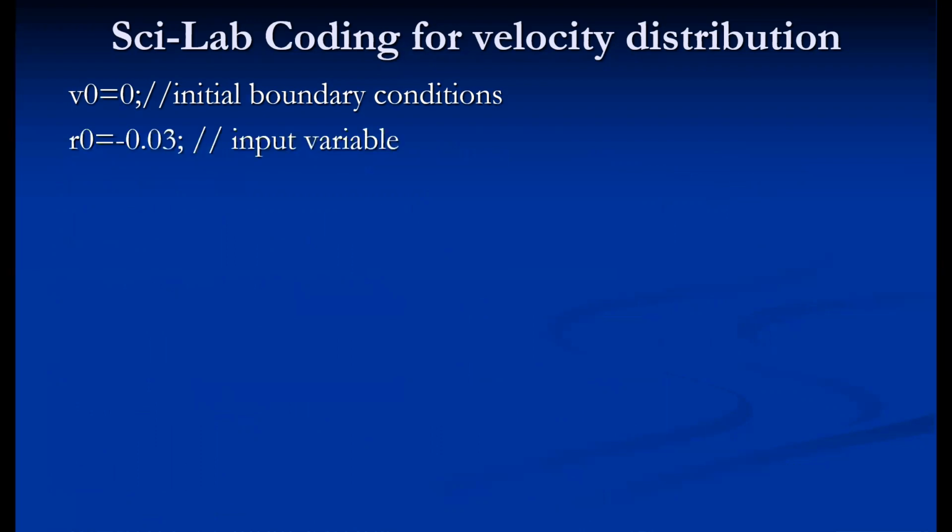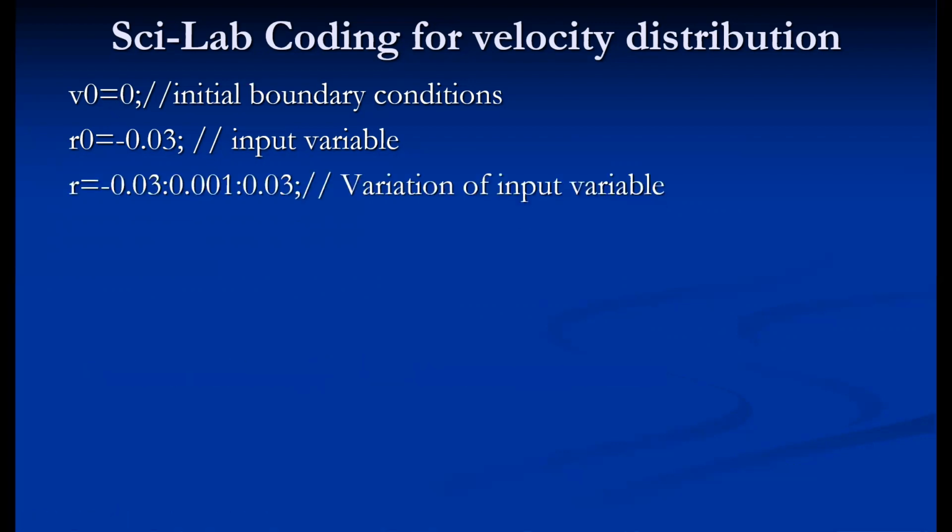So during Scilab coding for velocity distribution, first of all, we write the input variables, so your initial boundary condition. The velocity is 0 when R is equal to 0, that is an input variable. From the center line towards the bottom we consider the negative values, and from the center line towards the upward direction we consider the positive values. So at the bottom wall, when R is equal to minus 0.03, the velocity is 0. So initial condition and input variable we have considered.